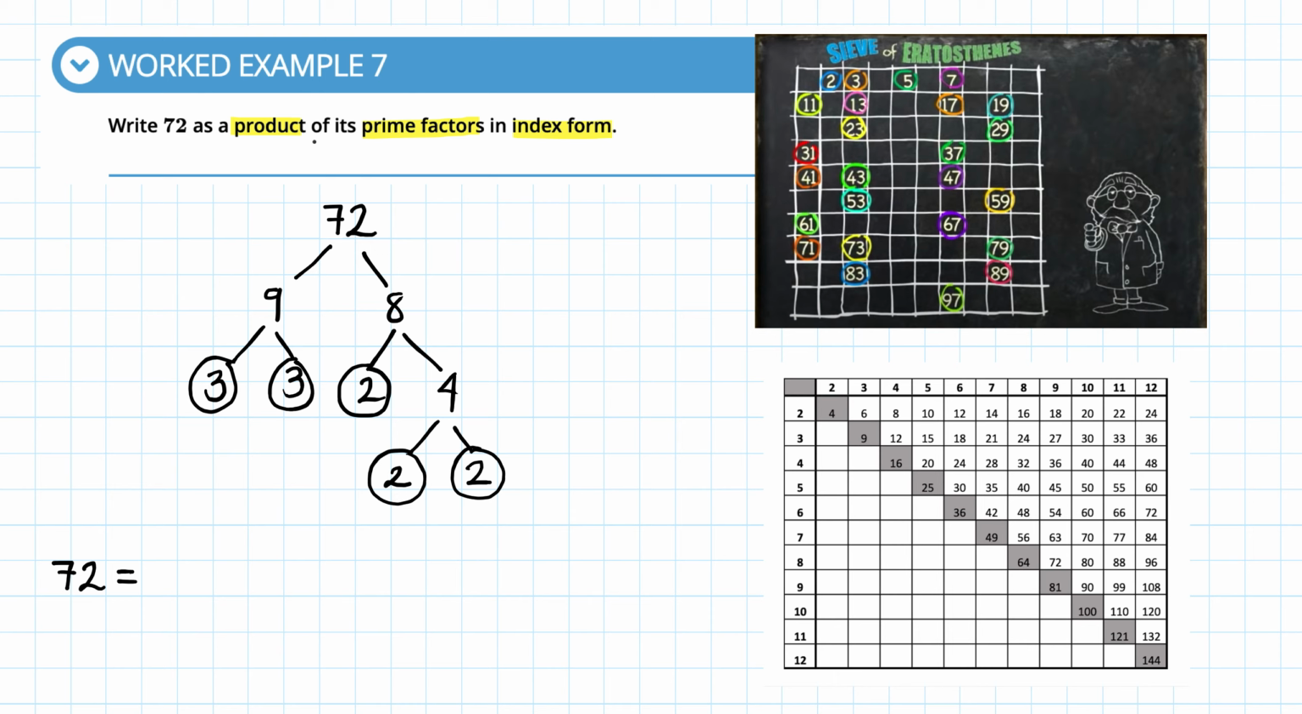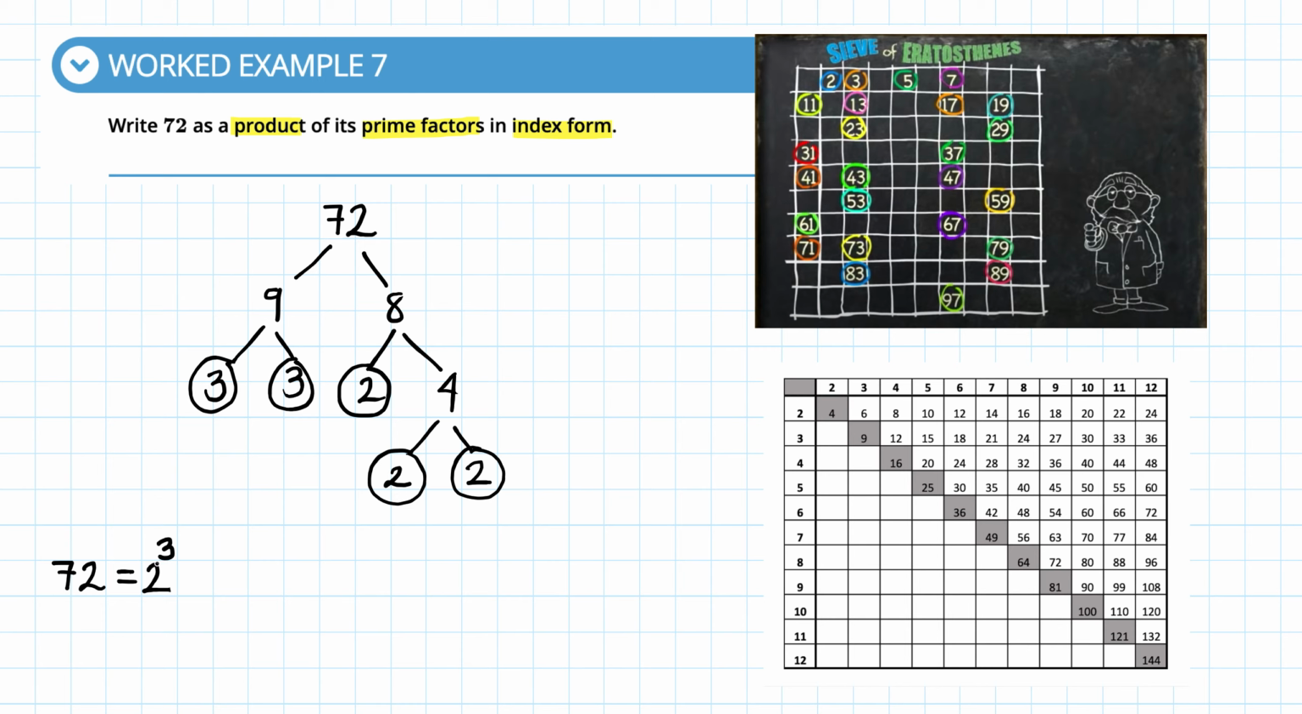So far, I haven't answered the question. If I only do this, I won't get any marks because I haven't answered the question. The question is saying, write 72 as a product of its prime factors in index form. So I have 72 here. I always start with the smallest number. So I have a 2, so I'm going to write my 2. How many 2's do I have? 1, 2, 3.